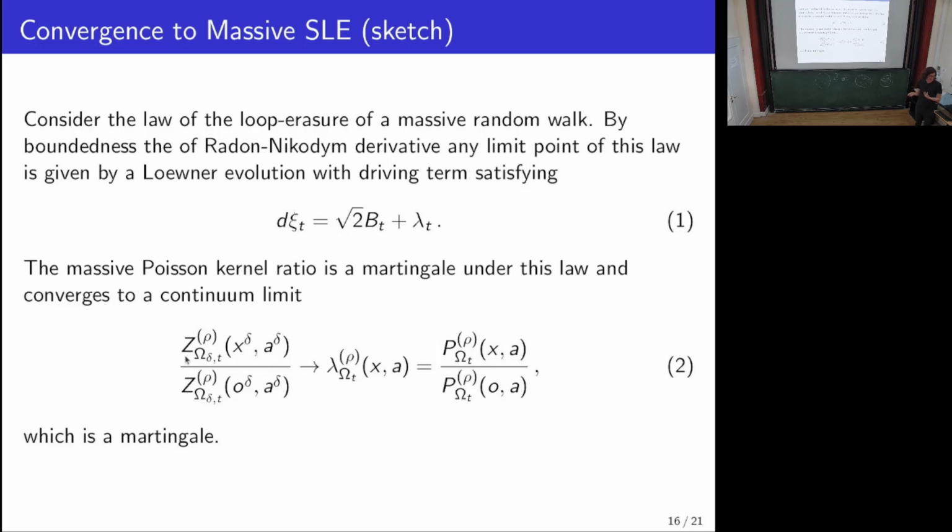And you can also see that this is a martingale. This is a massive Poisson kernel. This is for the unconditioned massive walk. Yes, the condition is to survive all the way to the boundary. So here, this is for the unconditioned, so it will be less than 1.